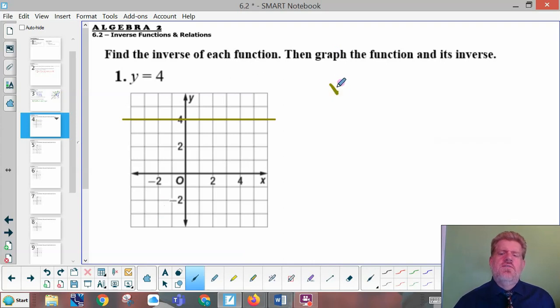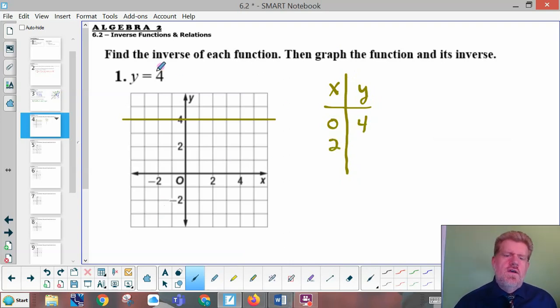Let's set this one up kind of as a table. So if you have an x and a y, any x value you pick, what's the y value going to be? 4. If I pick 2, the y value is going to be 4. If I pick 28, the y value is going to be 28. Ah, wrong. It's going to be 4. So anything I pick will be 4. So would you agree that (0, 4), (2, 4), and (3, 4) are all part of that line?